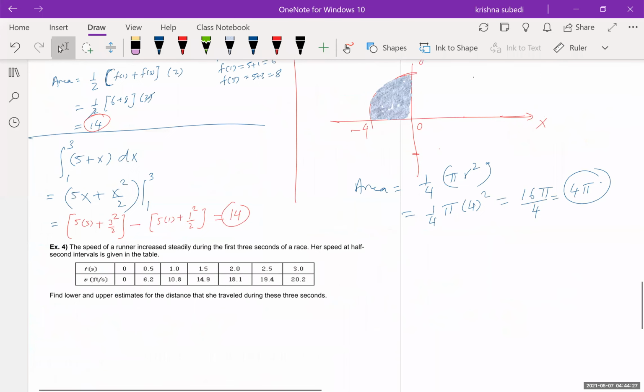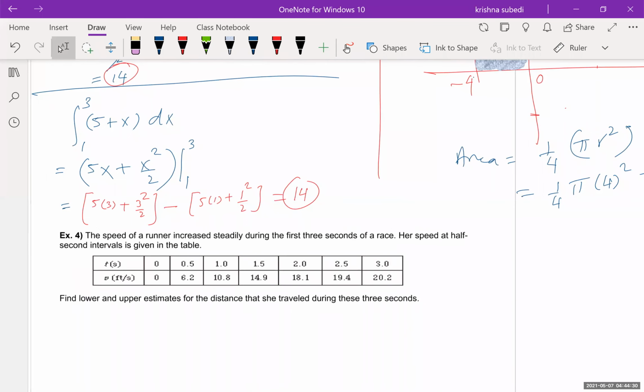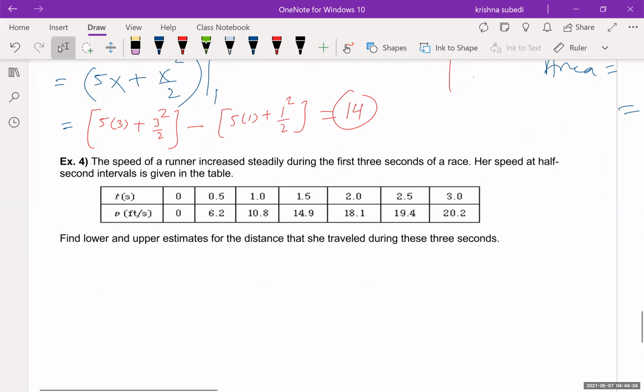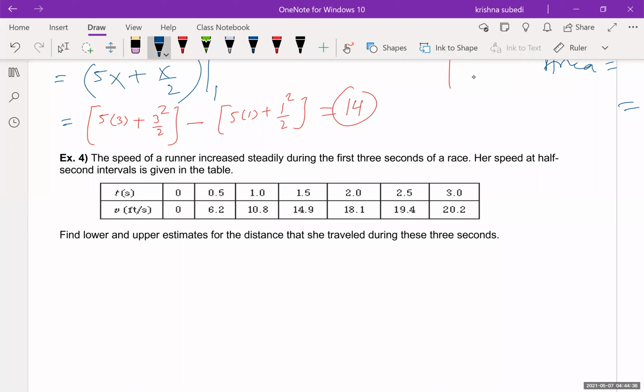And the last question, example 4. Okay, the speed of a runner increases steadily during the first 3 seconds of a race. Her speed at half-second intervals is given in the table. Find lower and upper estimates for the distance that she traveled during these 3 seconds. Okay, lower estimate and upper estimate.